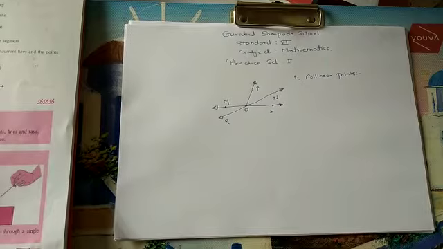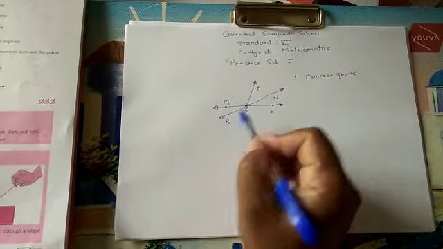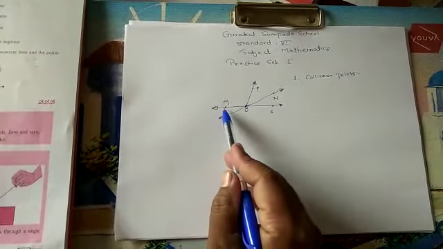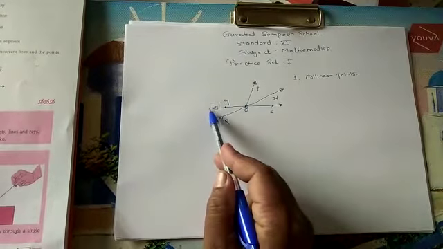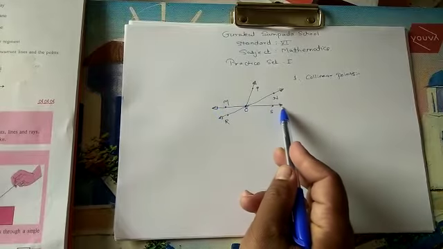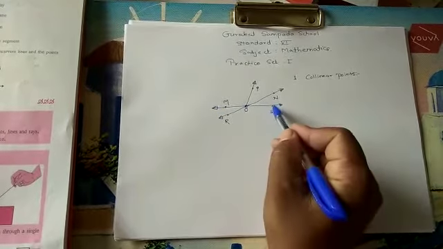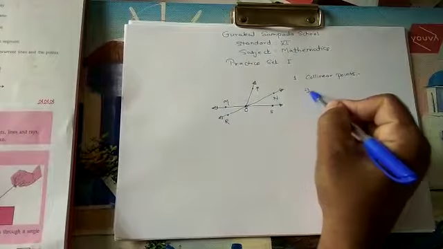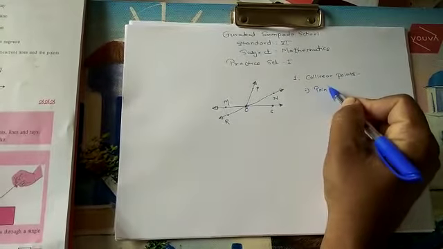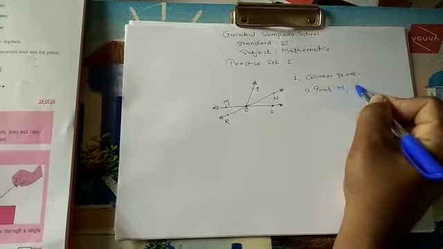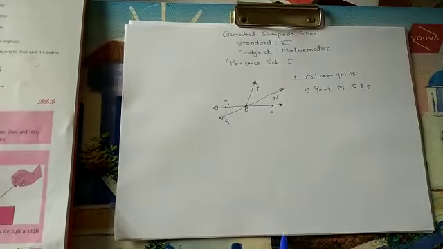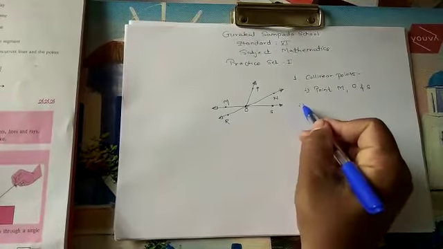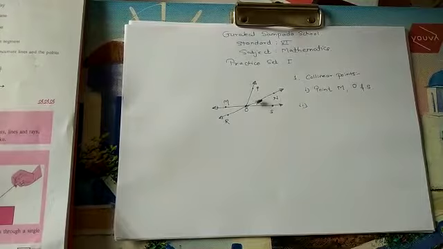So first, if you are observing this figure, here are the points M, O, S. They are present on this single straight line. So these are the collinear points. So the first answer is points M, O and S. They are the collinear points. Now observe, are there any more collinear points in the figure?